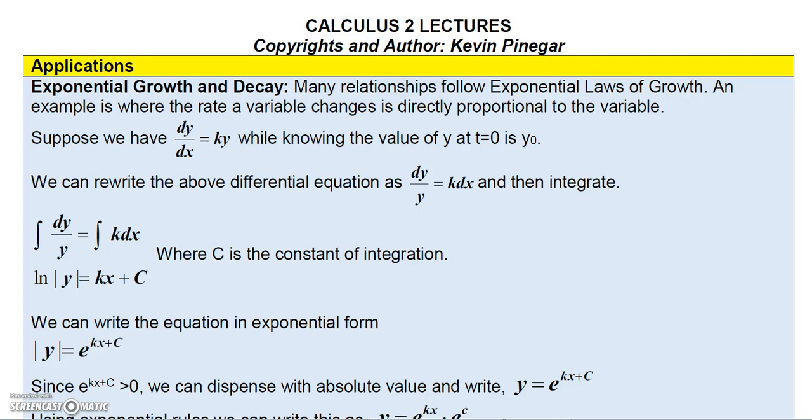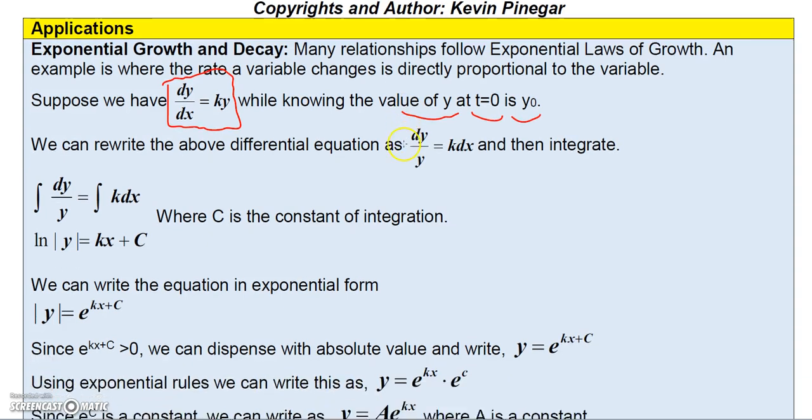Okay, we're going to start here with an application problem, but many relationships will follow exponential laws of growth. An example is where the rate of variable change is directly proportional to the variable. So for instance, suppose that we know that the rate that y changes with respect to x is directly proportional to y. And suppose we also know the value of y at t equals 0 is y naught.